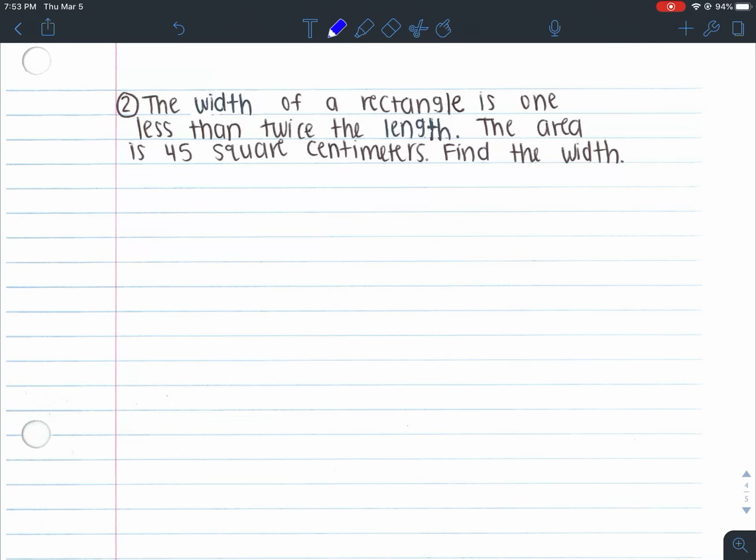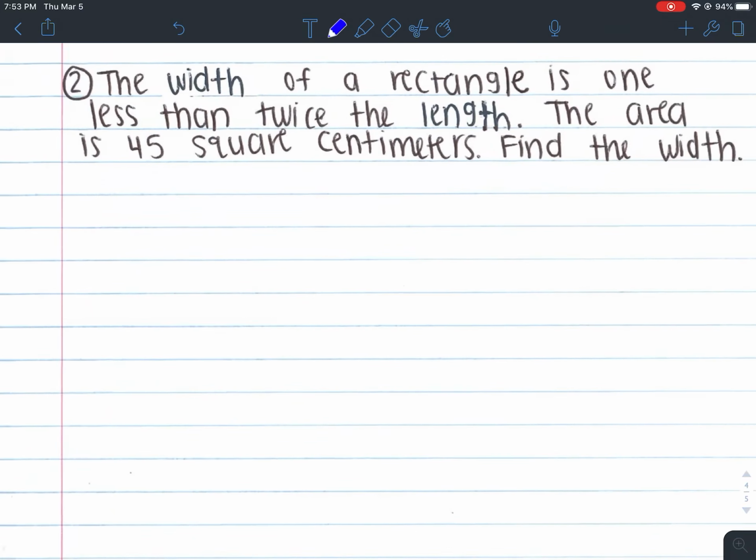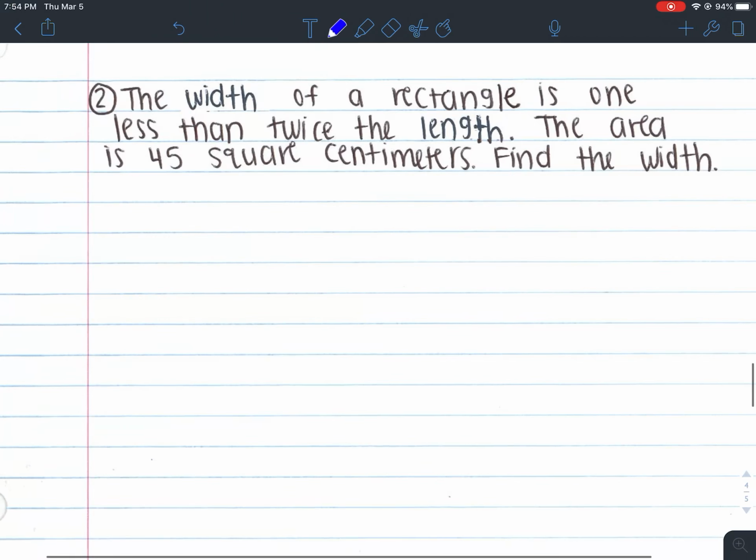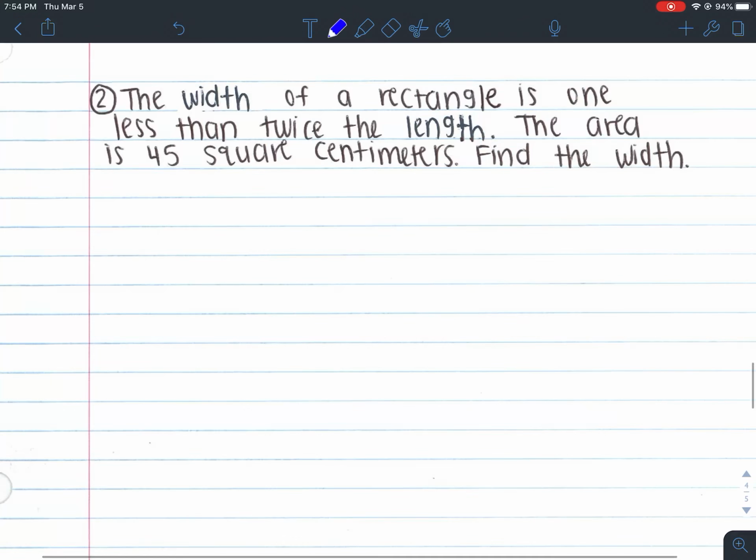The width of a rectangle is 1 less than twice the width. Oh, twice the length, I'm sorry. The area is 45 square centimeters. Find the width. Okay, now in this problem, I don't have feet anymore, I have centimeters. So my width and length aren't going to be in feet. Now again, the hardest part about this is setting it up. So let's go ahead and translate the first sentence.